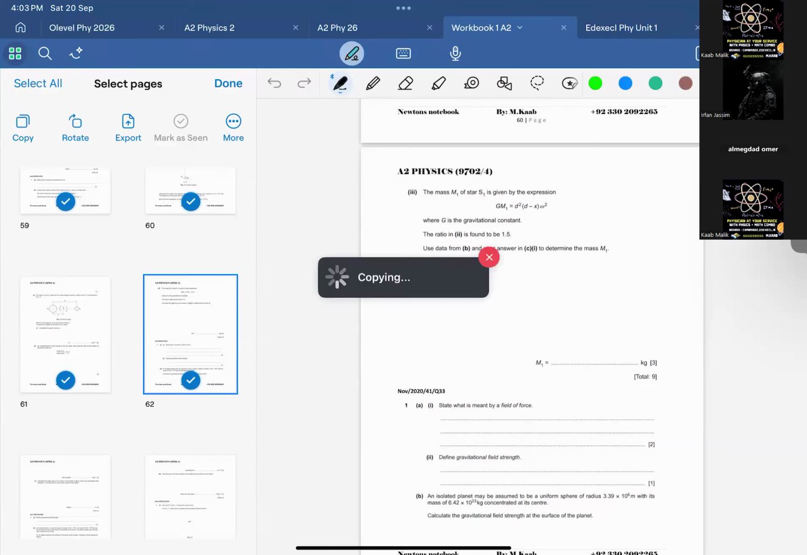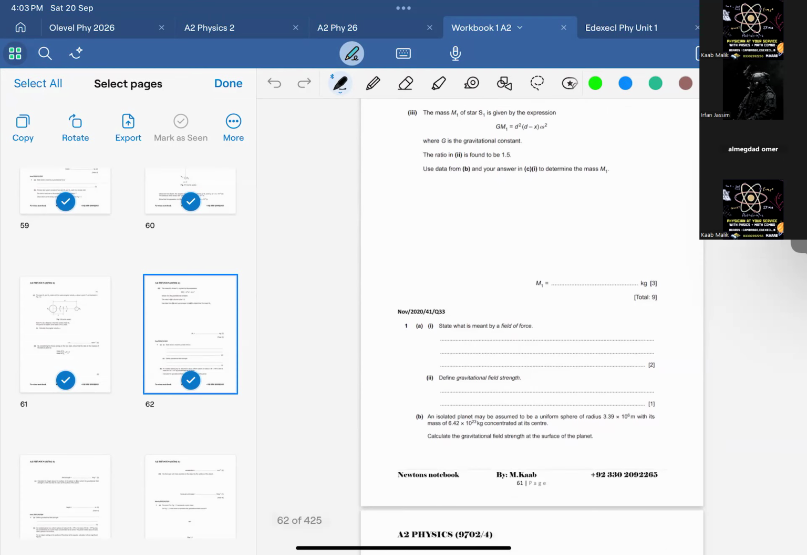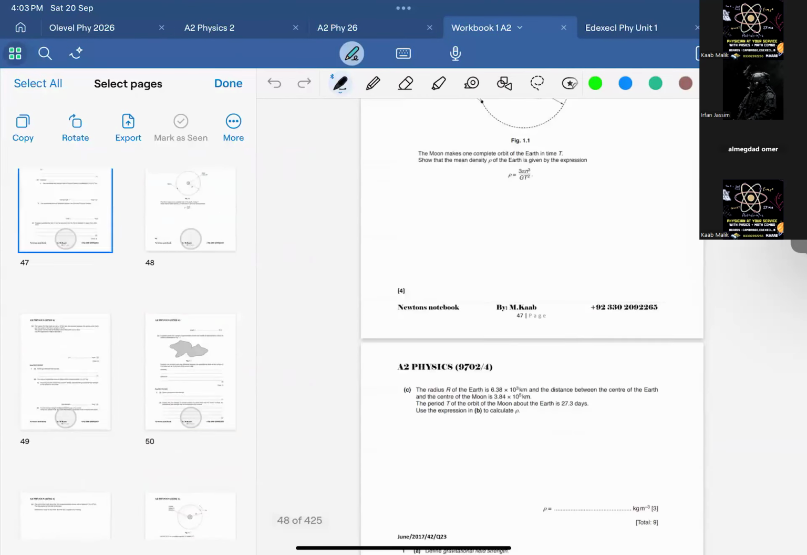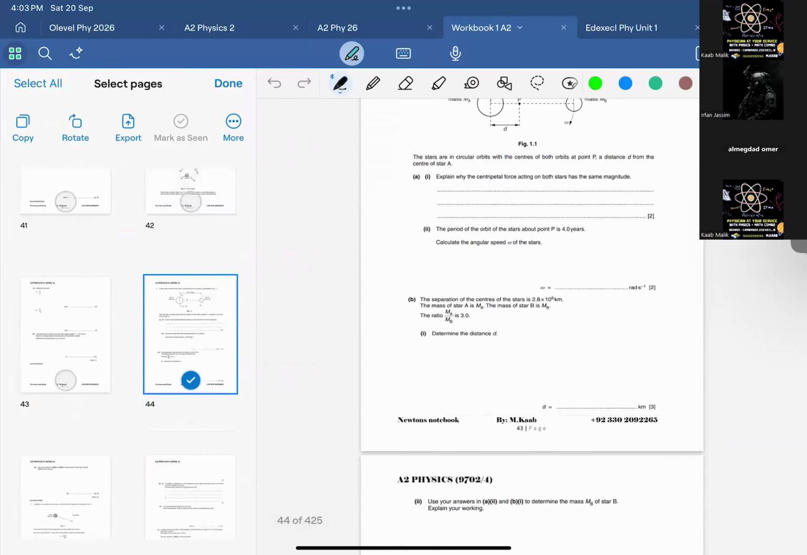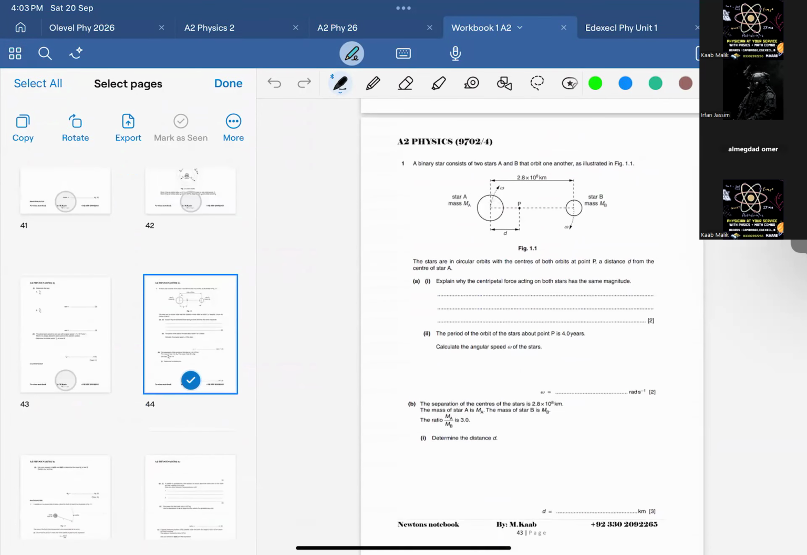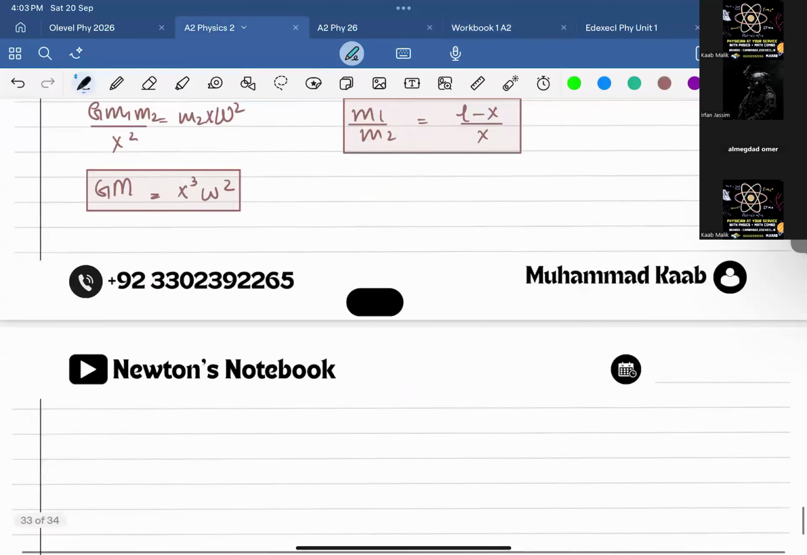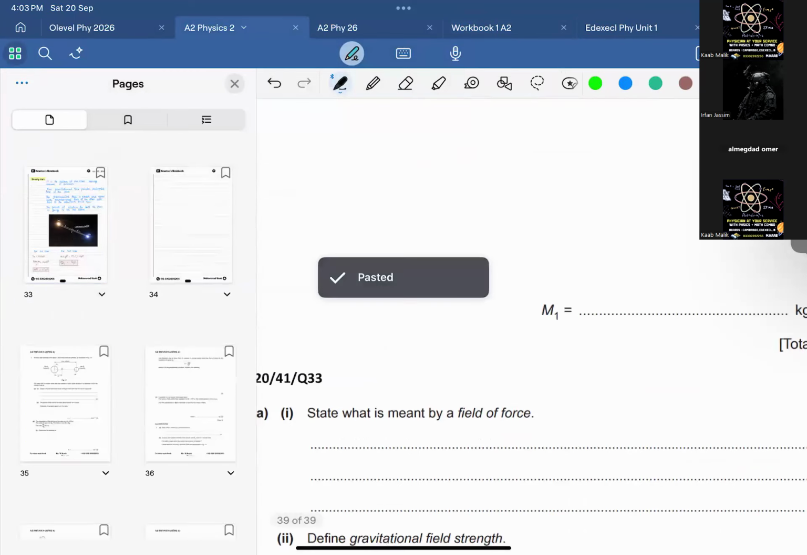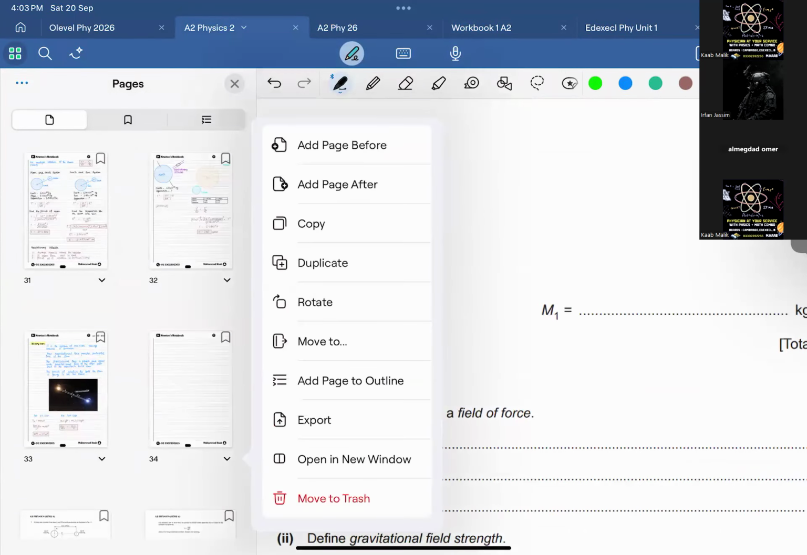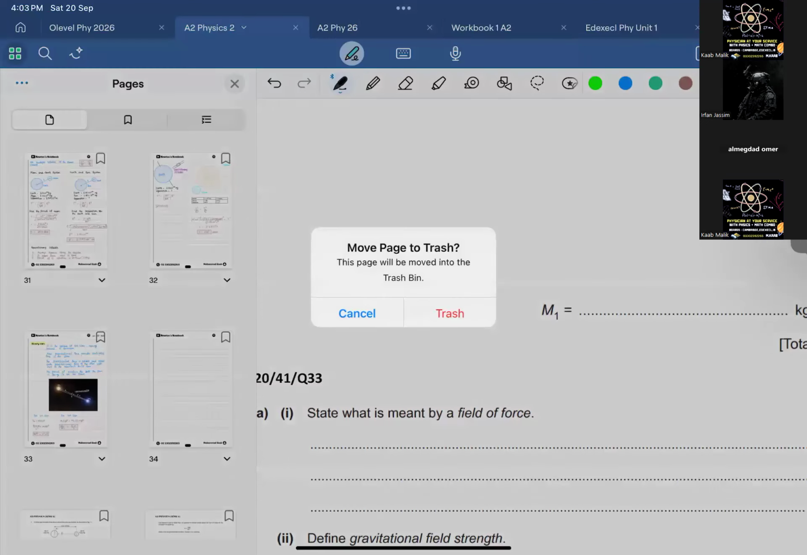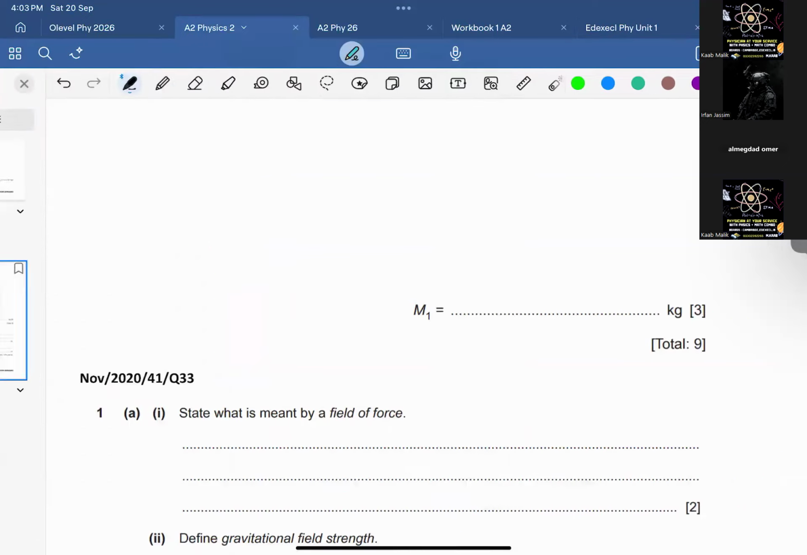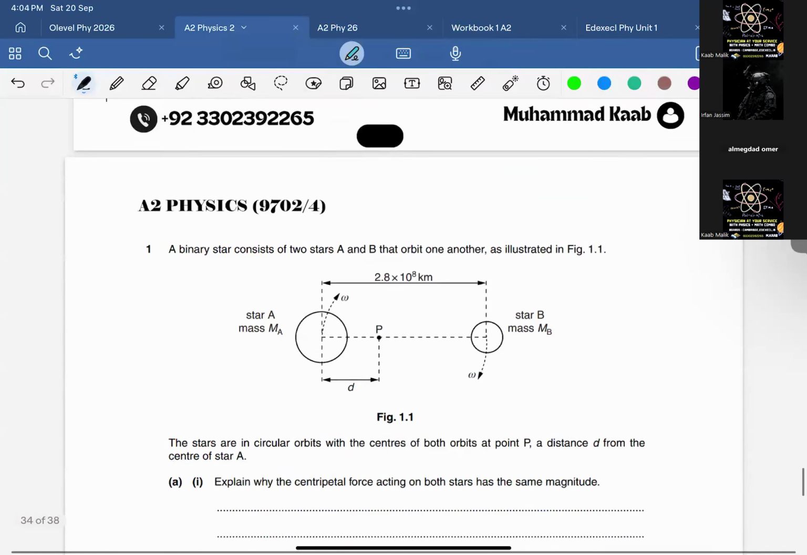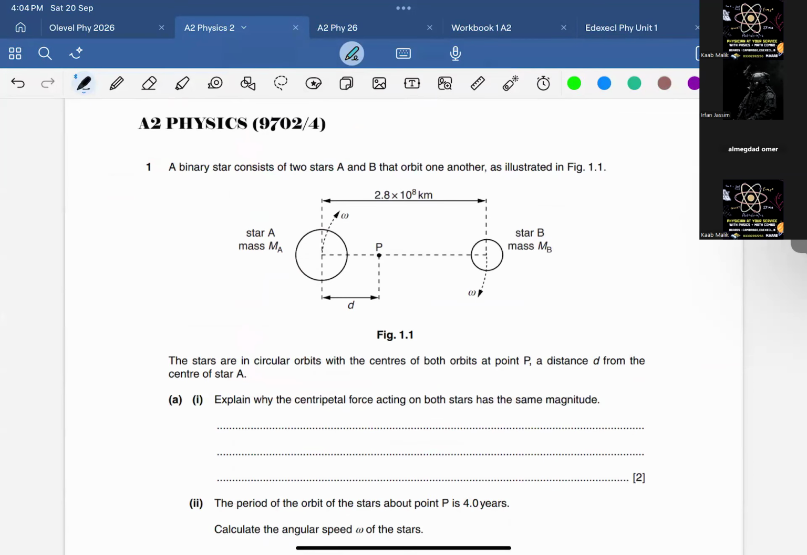So copy and paste. Just give me a second, please. Paste the pages. Okay, there you go. Can you please read the question? Anybody? If you read the question. Okay, which one? This? Yes.